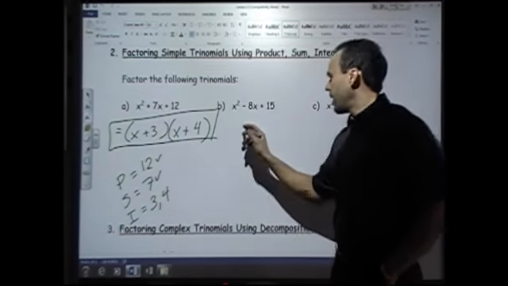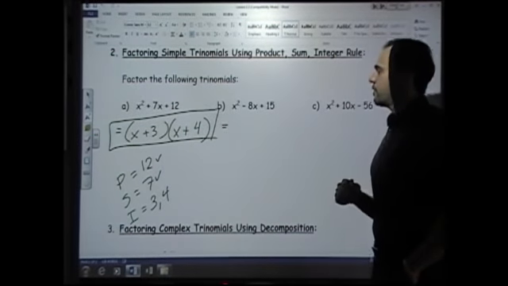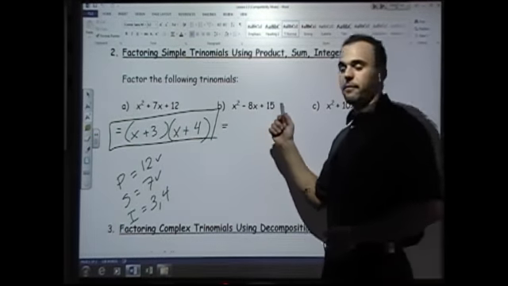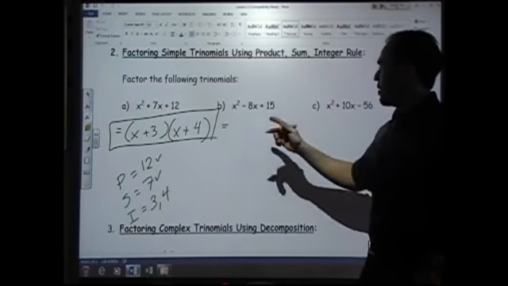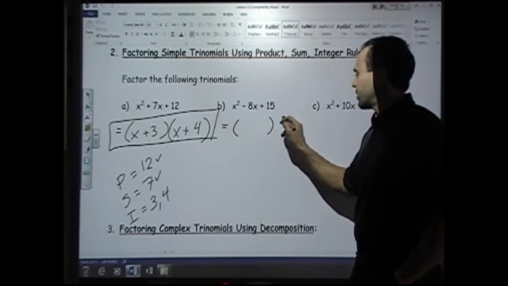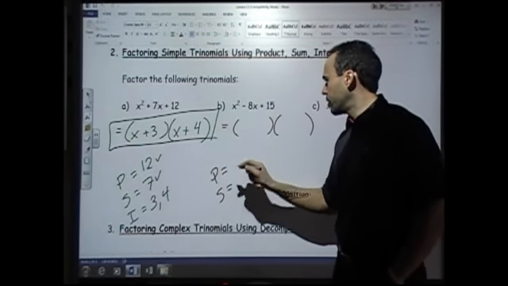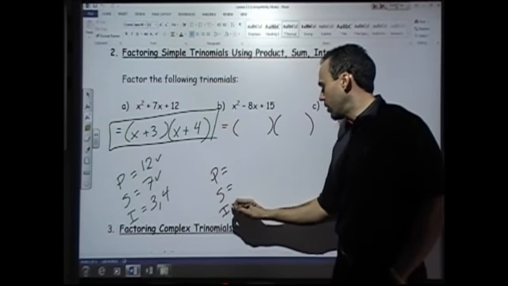The next one, x squared minus 8x plus 15. The first thing, again, I check for is a common factor. There's no common factor between all three items. So now that this is a simple trinomial, I'm going to factor this using the product sum integer rule. How do I know it's a simple trinomial? There's a 1 in front of the x squared, no other number.